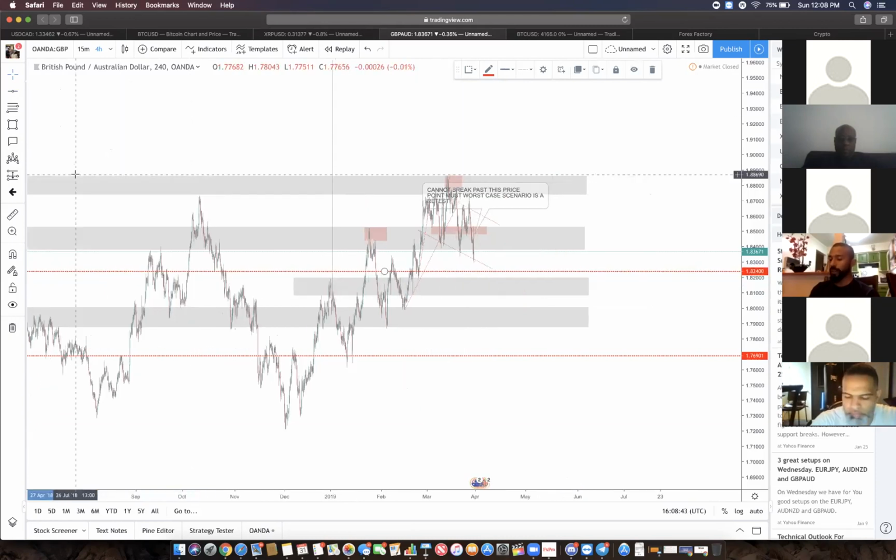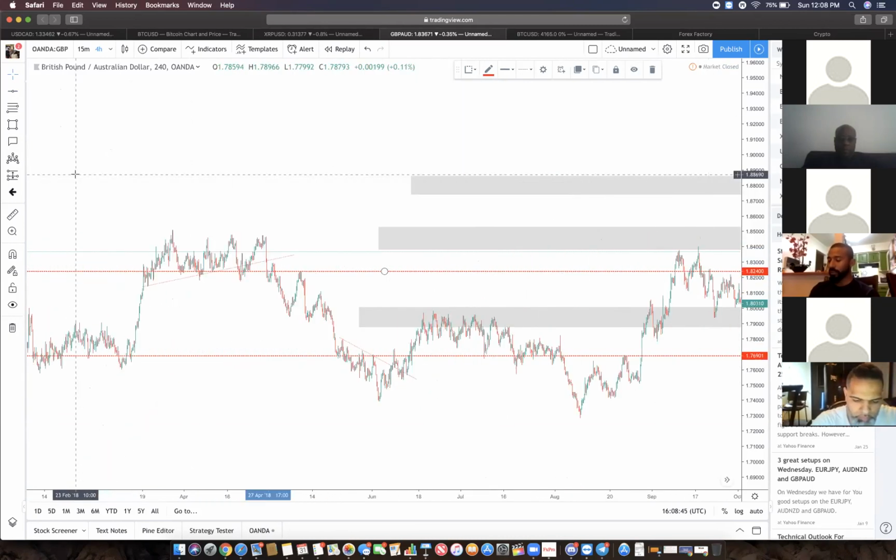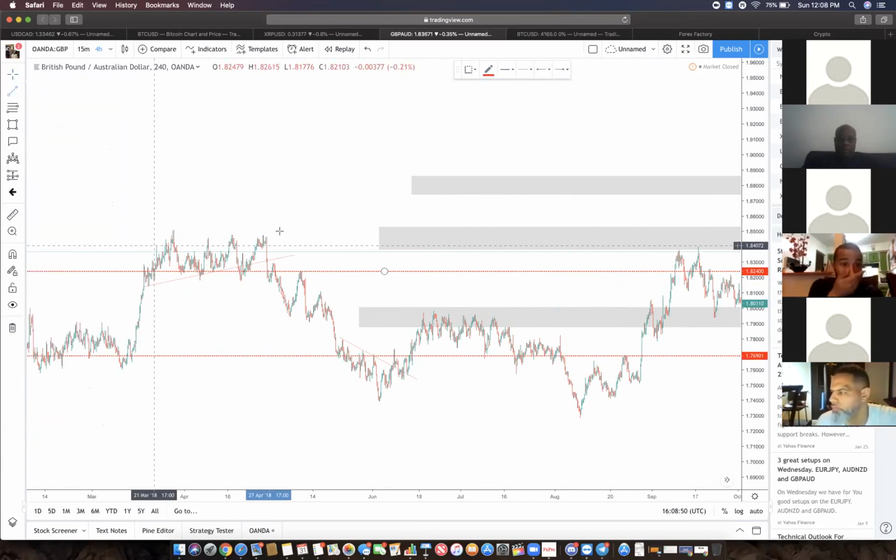Here's a good example. Sorry about that. So this is a nice reversal pattern as well, the rising wedge, after the market makes a bullish move.